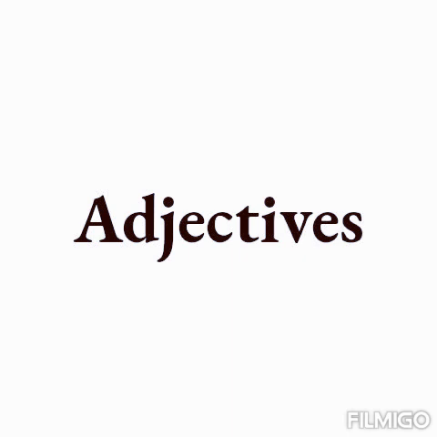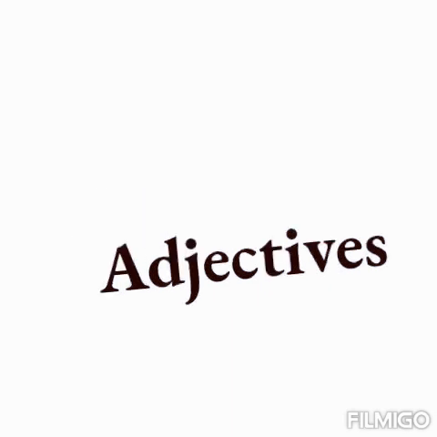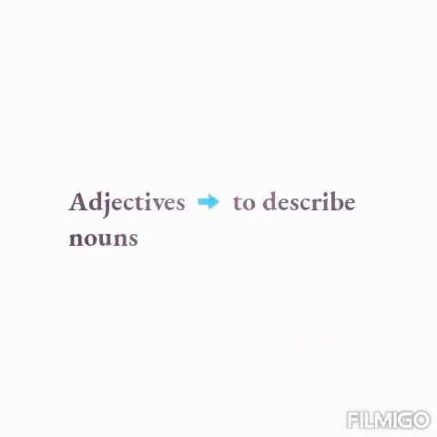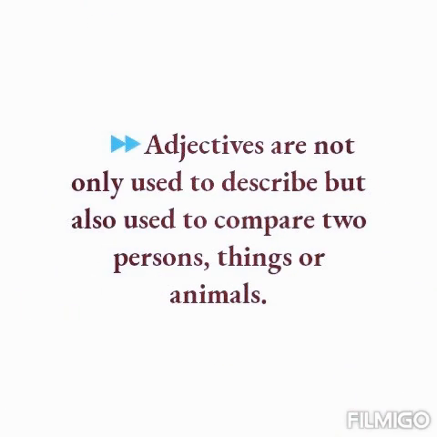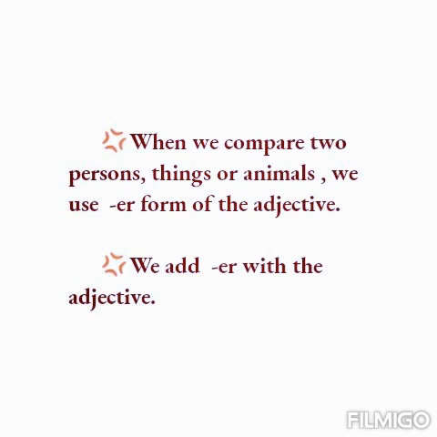We already learnt about adjectives in our previous class, isn't it? So, what is the use of an adjective? To describe a noun. Yes, adjectives are not only used to describe a noun but also used to compare nouns. When we compare any two persons, things or animals, we use the ER form of the adjective. That means we add ER to the adjective.